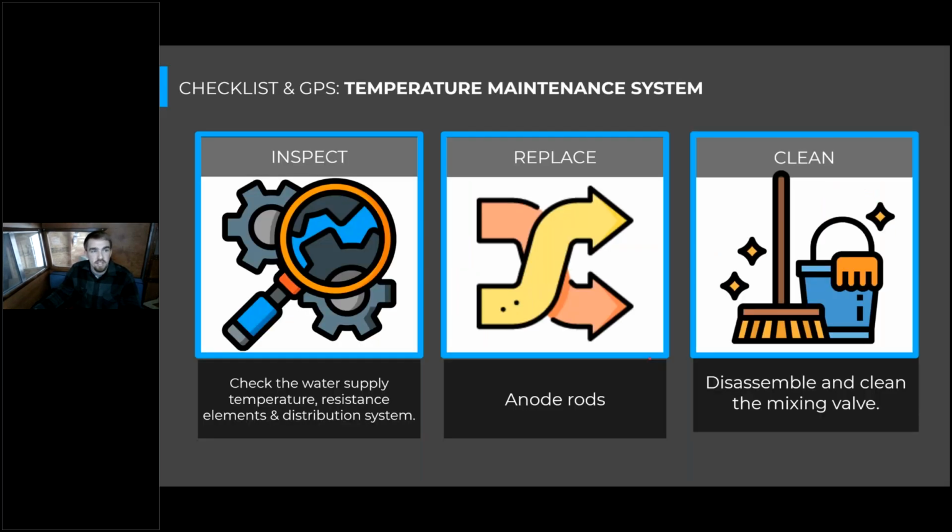So the components in your temperature maintenance system are really common to any plumbing system, and some we've already talked about, like the storage and the electric water heater. And so we're going to need to inspect the system by checking the water supply temperature, the resistance elements in the tank, and the hot water distribution system. And we're going to replace the anode rods in those tanks on a regular basis so the inner tank lining doesn't degrade, as well as disassemble and clean the maintenance valve at a manufacturer recommended time interval.